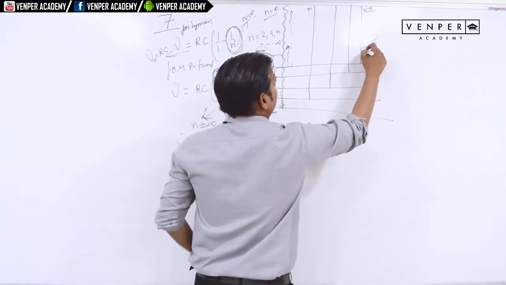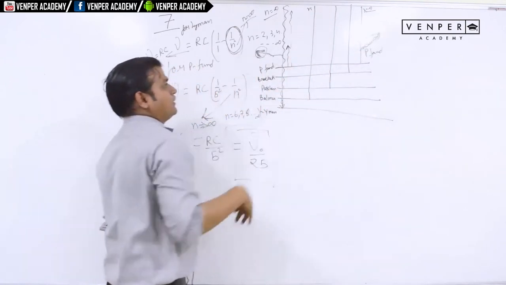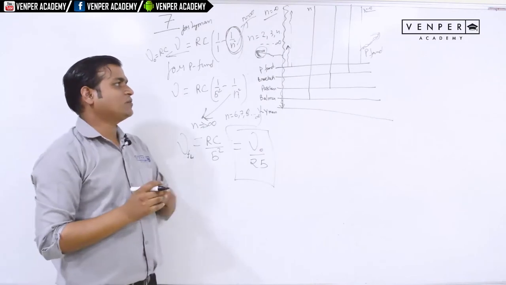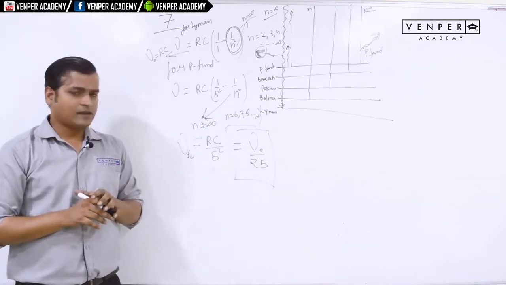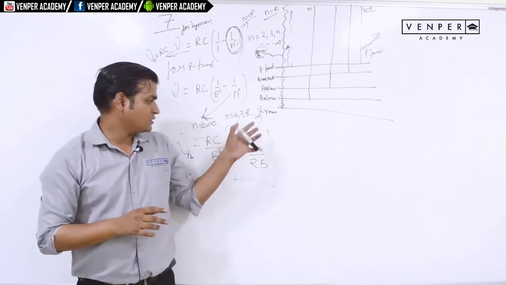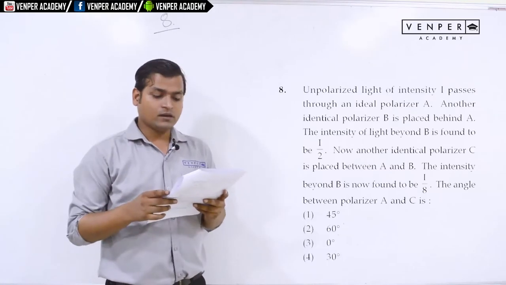So this is for Pfund. It is going to the next energy level. In that case, how much energy is absorbed or emitted? Clear? So the correct answer is nu naught upon 25. So next, question number 8.